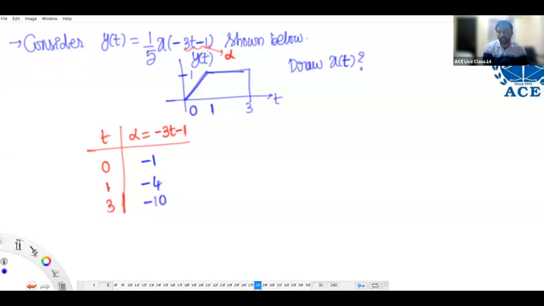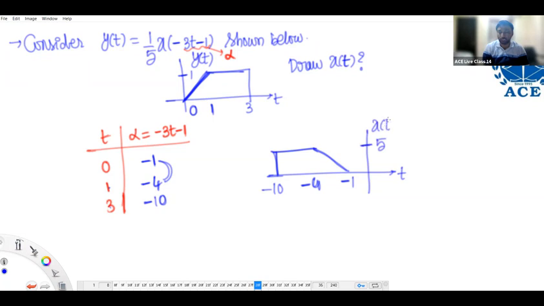Assume this bracket term as alpha, x of t. At that instance, the respective signal x of t is changing its nature. When you look at the graph, 0 to 1, here we have a ramp. But for the original signal, it is there for which interval? Minus 1 to minus 4. 1 to 3 constant. For the original signal, it is there from minus 10 to minus 4.